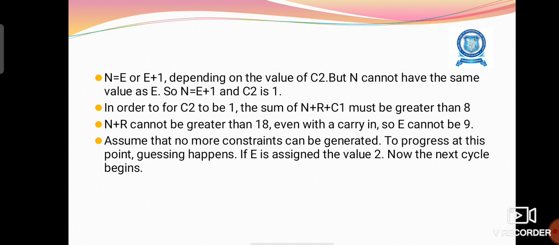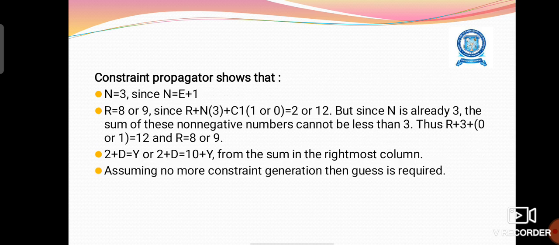Assume that no more constraints can be generated. To progress at this point, guessing happens. If E is assigned the value 2, now the next cycle begins. N equals 3, since N equals E plus 1. R equals 8 or 9.